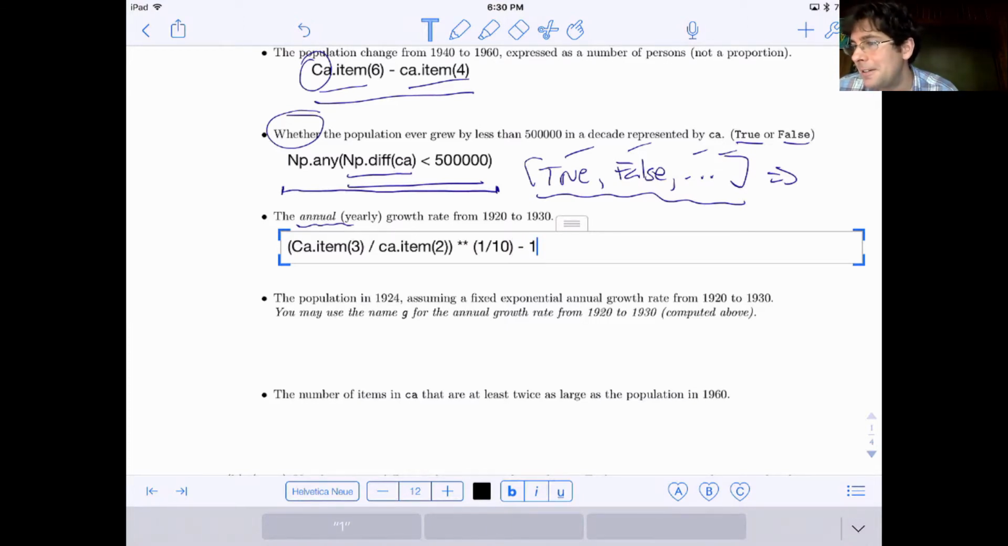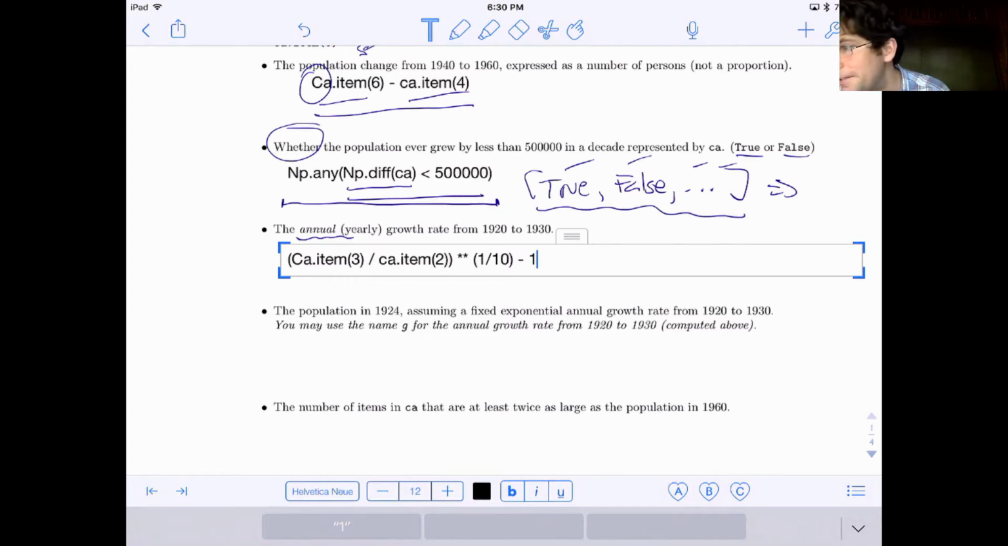And why is that? Well, a ratio is different than a growth rate, and it assumes that the 1 is already there. So the population in 1920 is already there, and we're only interested in what was added as we went from 1920 to 1930.